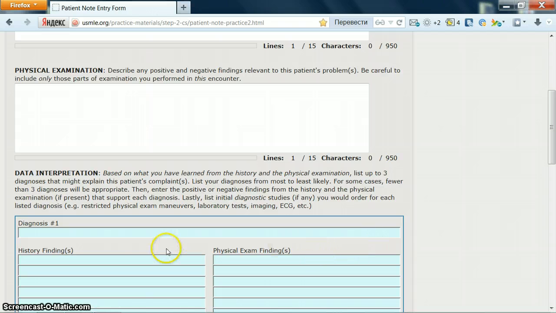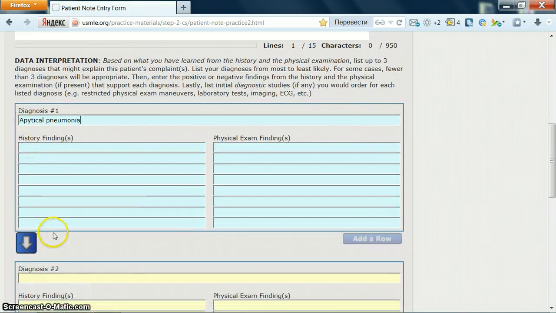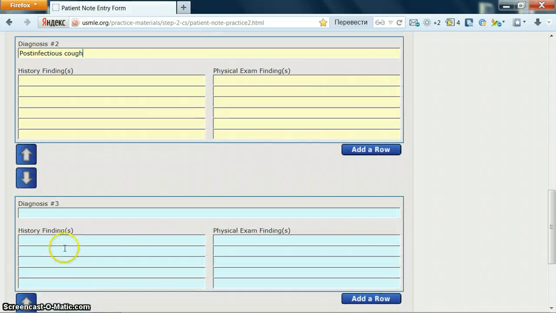And as always, I advise you to start with your differentials because those are the most important part of your patient note. The first differential for this case is atypical pneumonia. Second one, we will write post-infectious cough, which is persistent cough after upper respiratory infection due to irritation of the respiratory tract. And third one is GERD.